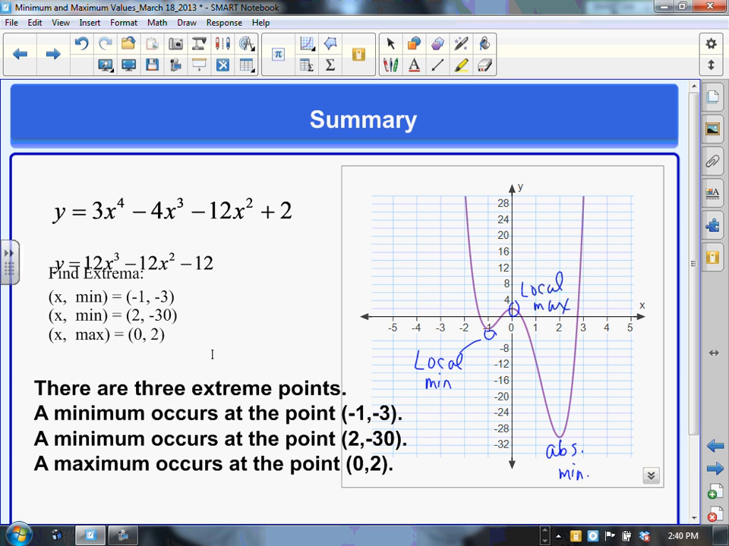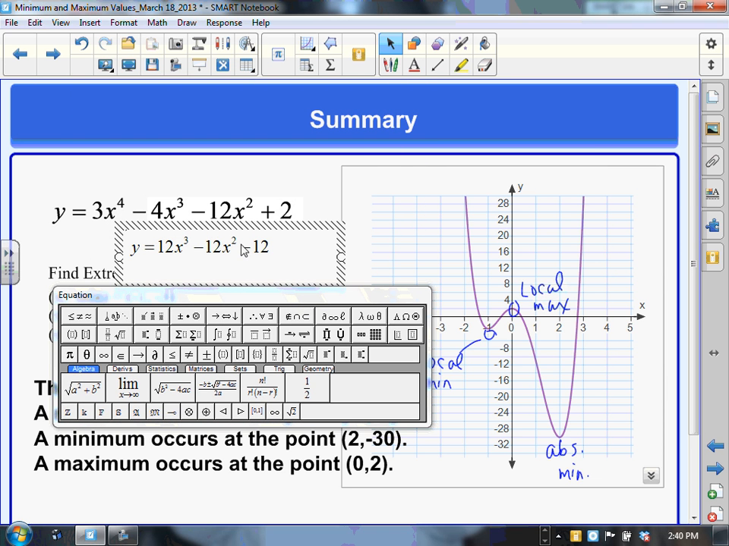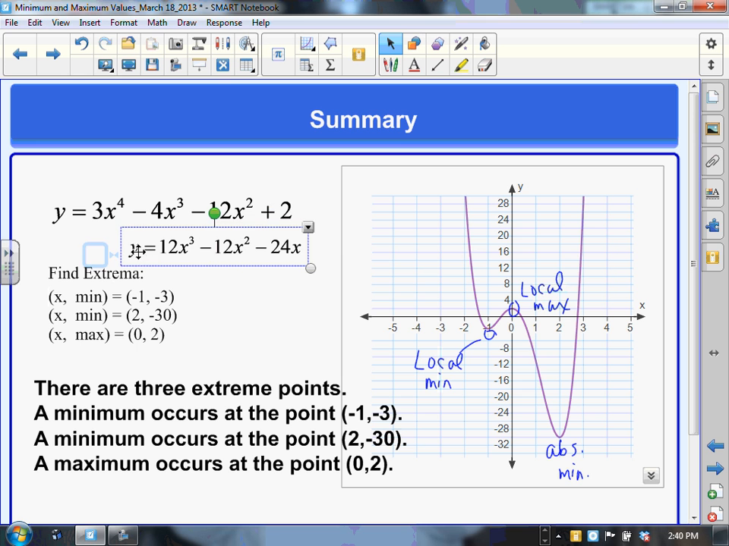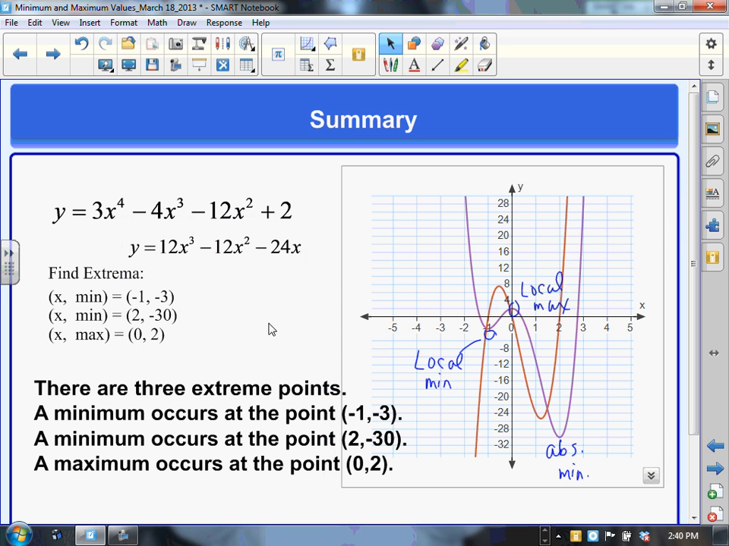Let's double check we have that correct. Now, equation editor had blocked out a part of that on me, so that should be a 24 on the end. And a 24x with a constant of 2. So if we were to graph this, let's take a look at that idea.